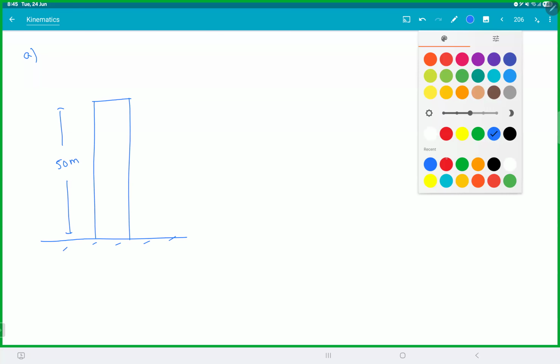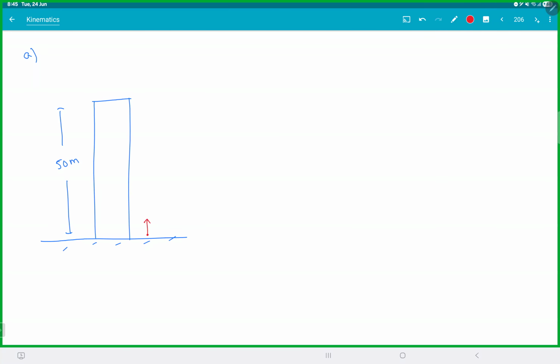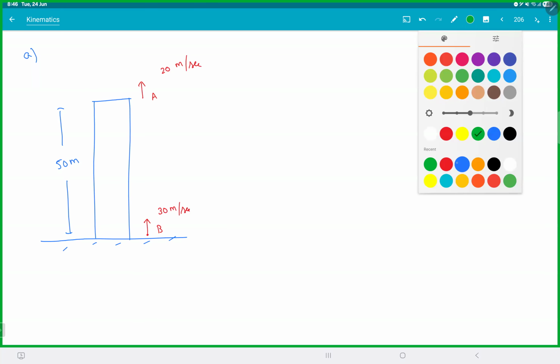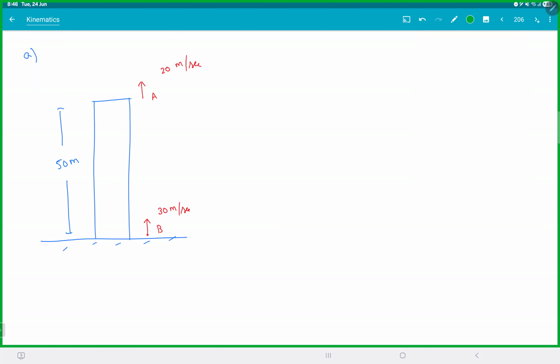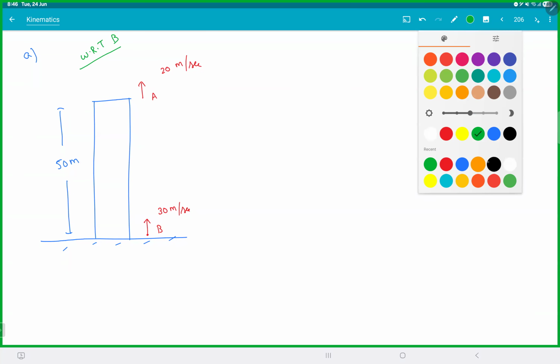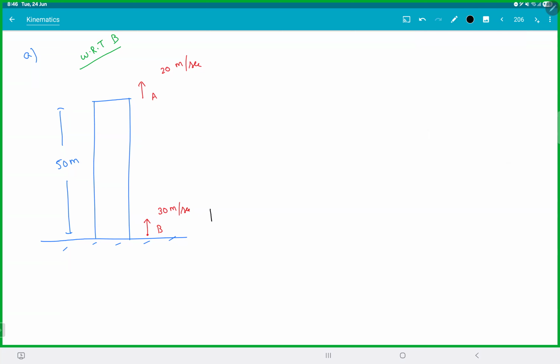50 meters. This guy is going with 30 meters per second. A is going with 20 meters per second. So step one, choose any one that you want. I will solve the problem with respect to B. So let's solve with respect to B. Now, when you solve with respect to B, you have to subtract B's everything. But remember, there's also gravity here. Gravity is g, gravity is g.